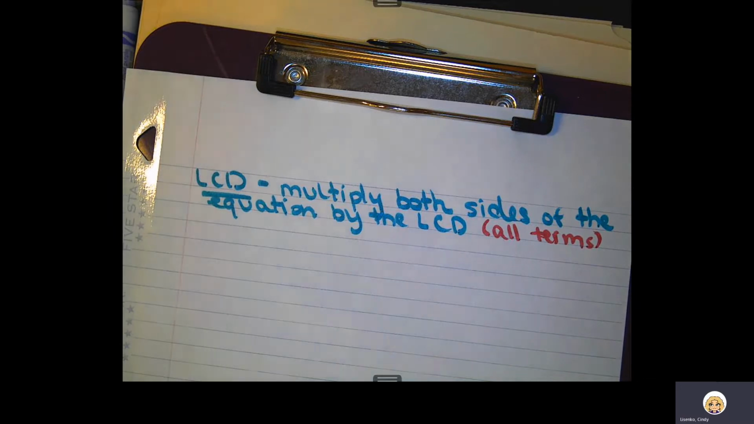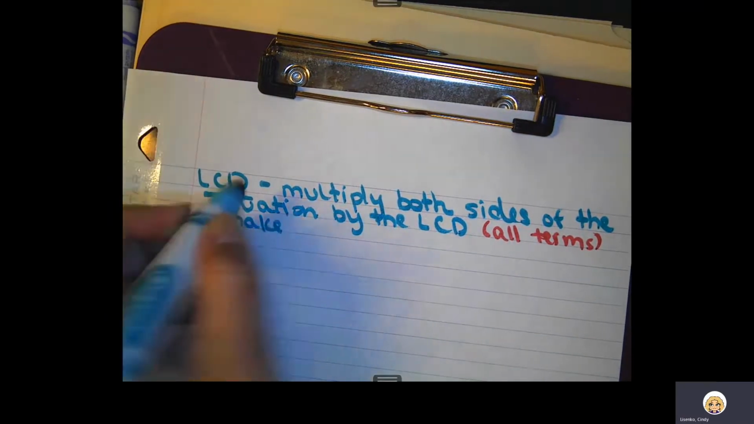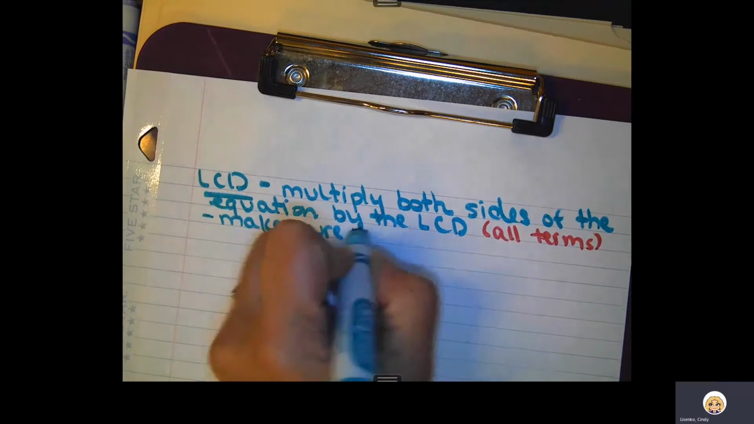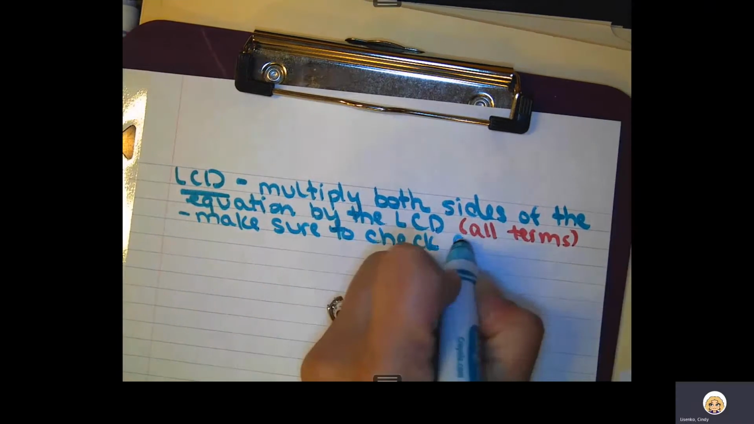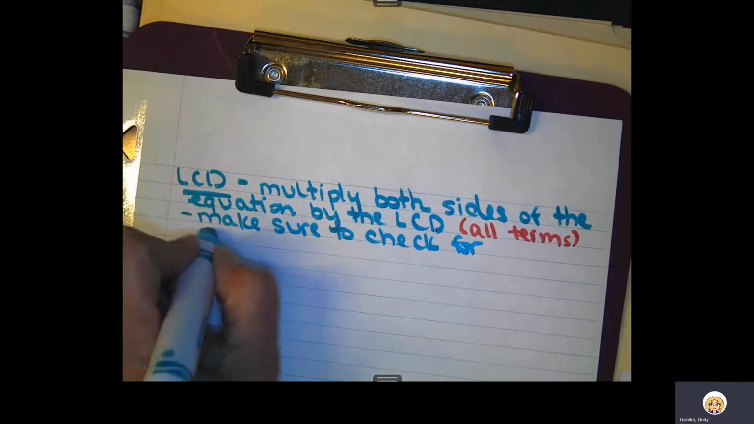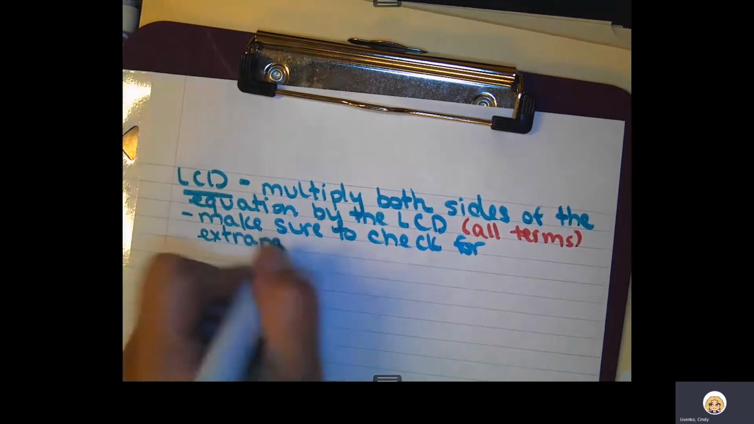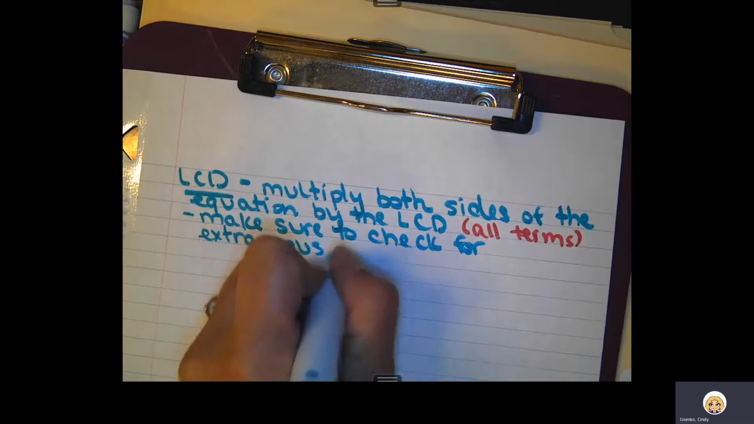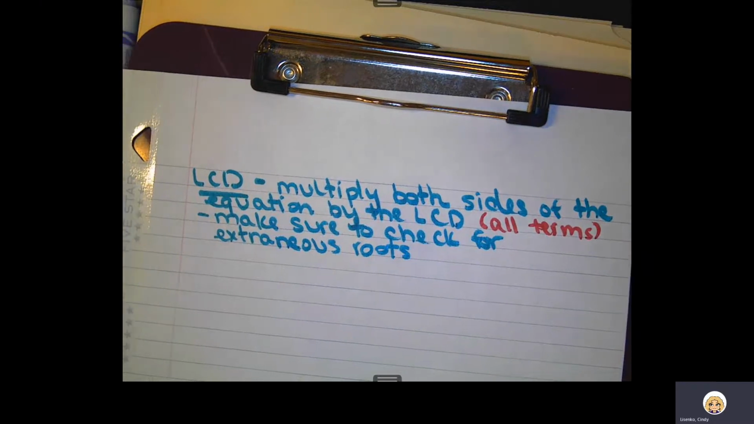We also want to make sure that our answers don't give us any undefined answers or answers that don't work. So I'm going to have you write one little note here. Make sure to check for extraneous roots. And extraneous is spelled extra, and then E-N-E-O-U-S, roots. That means answers that you plug in that will not work, like being undefined. So we're going to do 2 of these kind of examples, and then we're done.